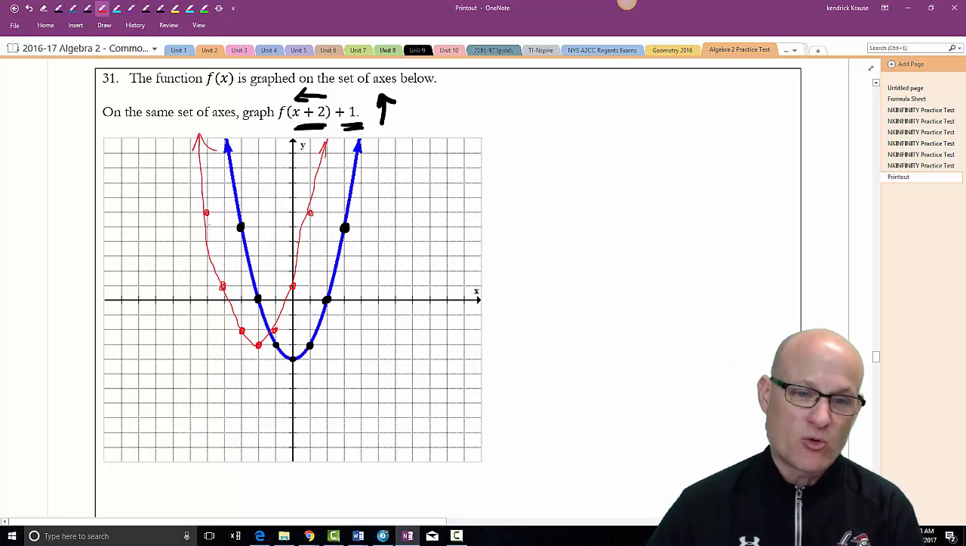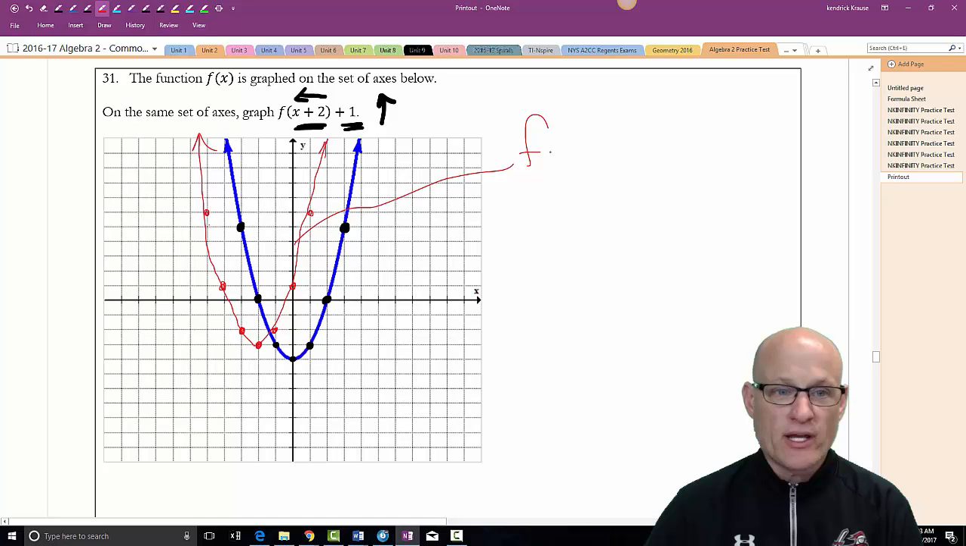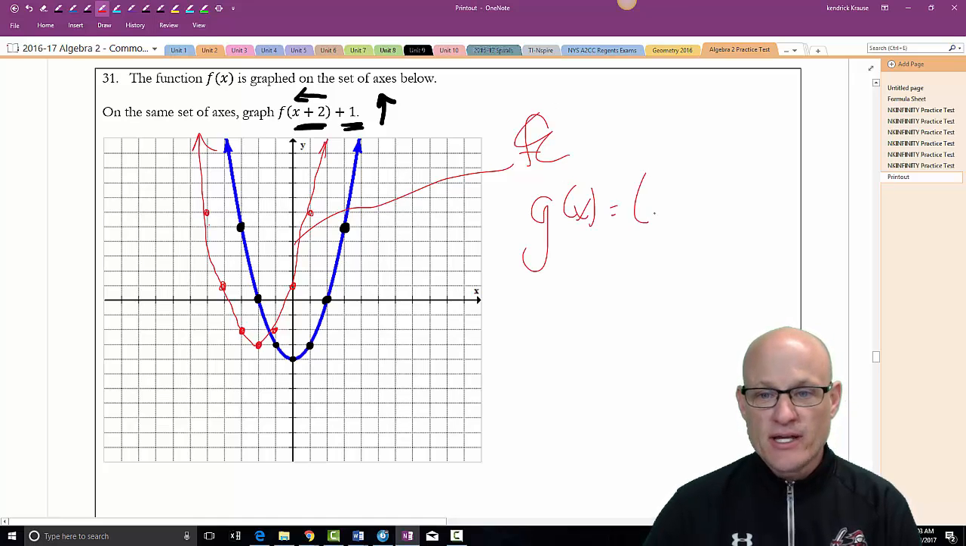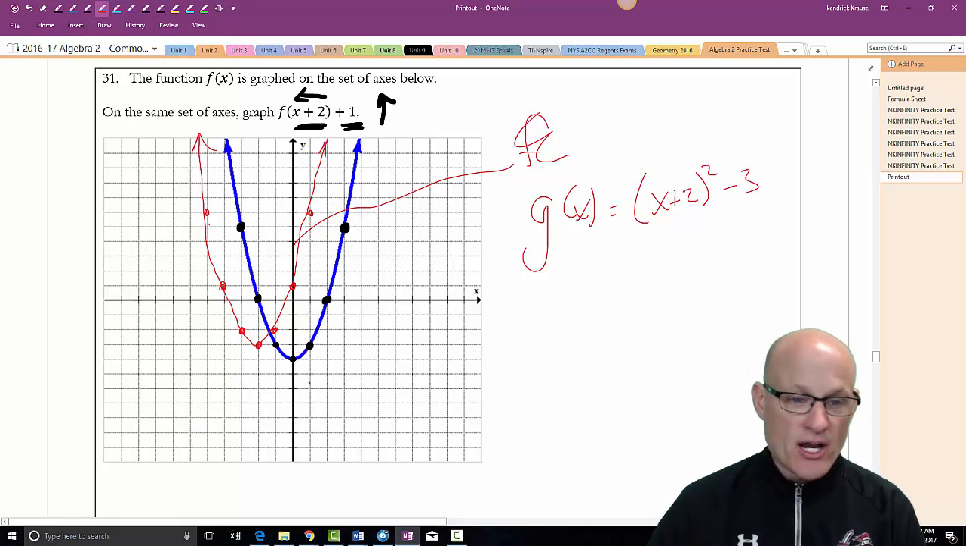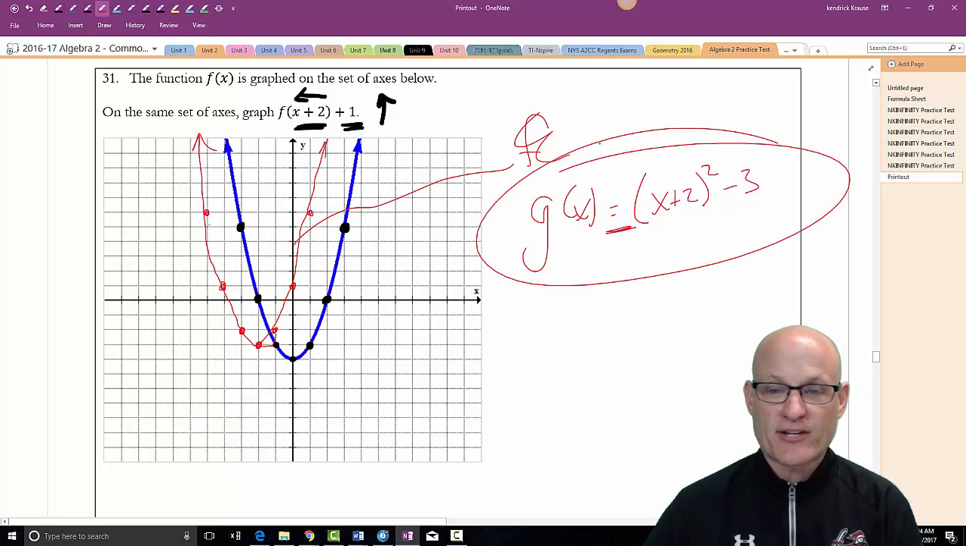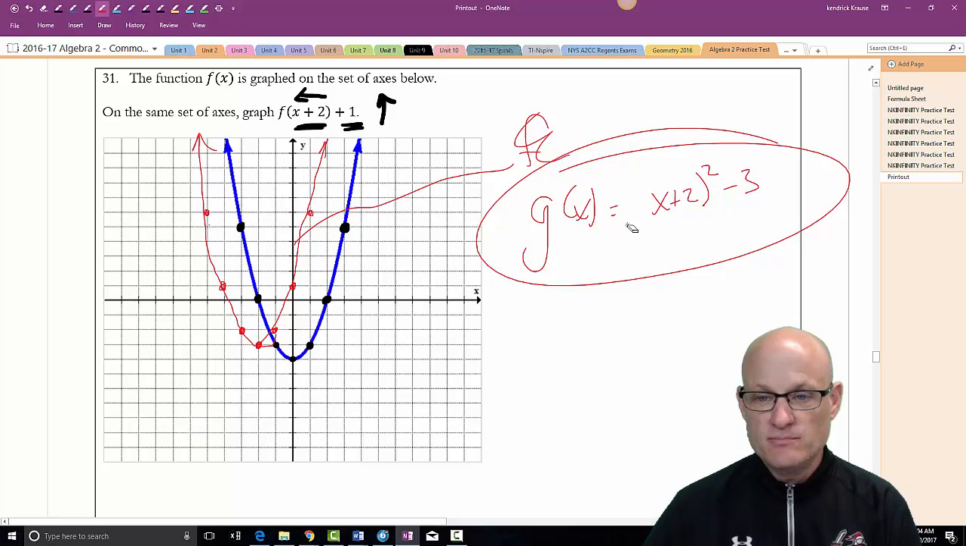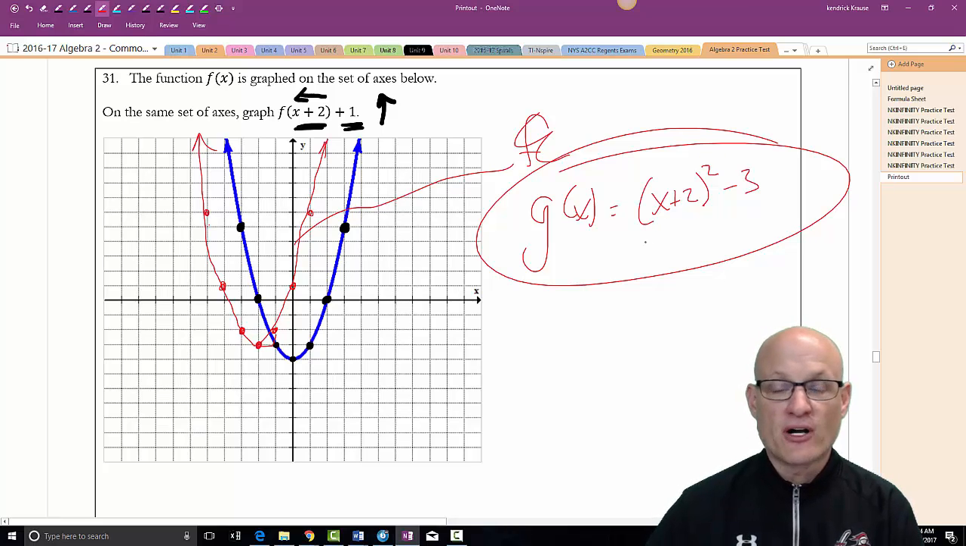By the way, if they ask you to write the equation of this, you can write this equation. Let's call it g of x. G of x is equal to x. Now we went minus 2, so plus 2, squared, and then down 3, minus 3. Now, I also went to the right 1 and up 1, so there is no stretch, and it's going up, so it's positive. So that actually is the equation of that new transformed function, just in case they ask. They won't, but they might.